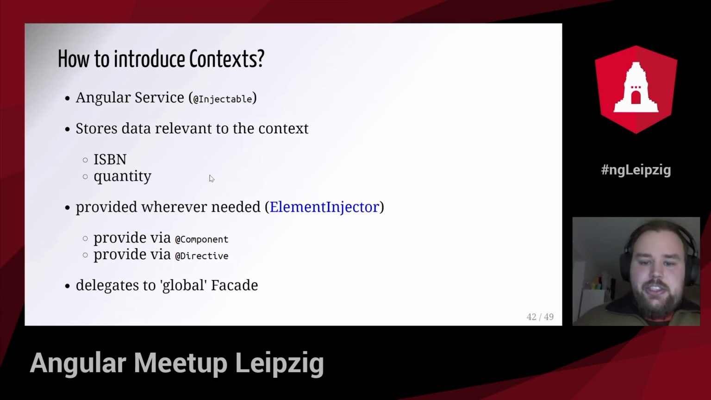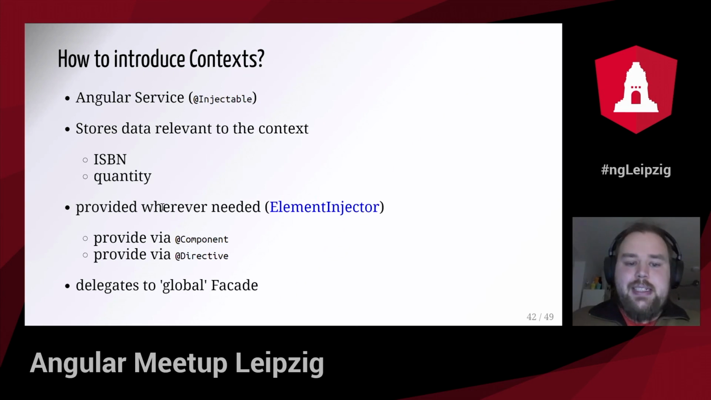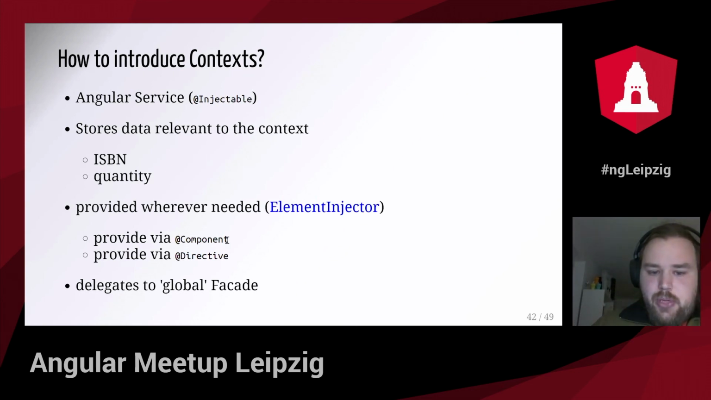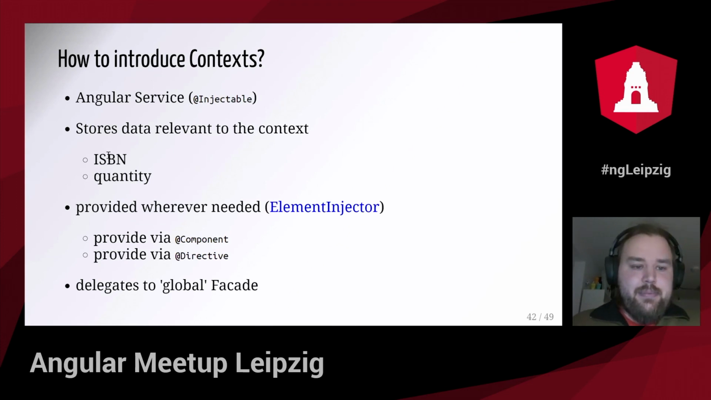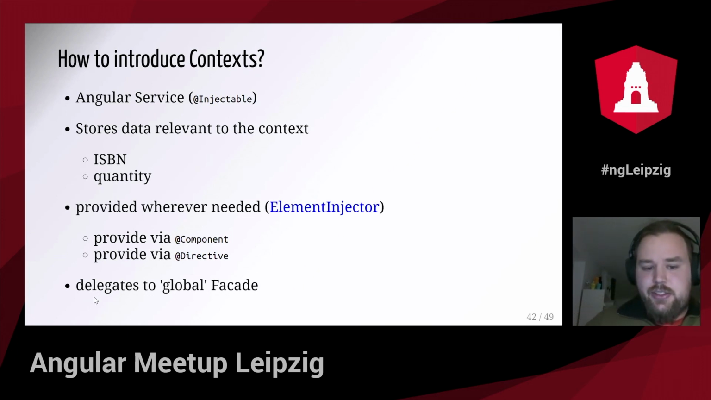And then we use element injectors to provide our context. So we can use the component decorator, which has a providers array, or we can use the directive decorator, which also has the providers array. And except for this data that is specific to the context, every other data is being delegated to the global facade.